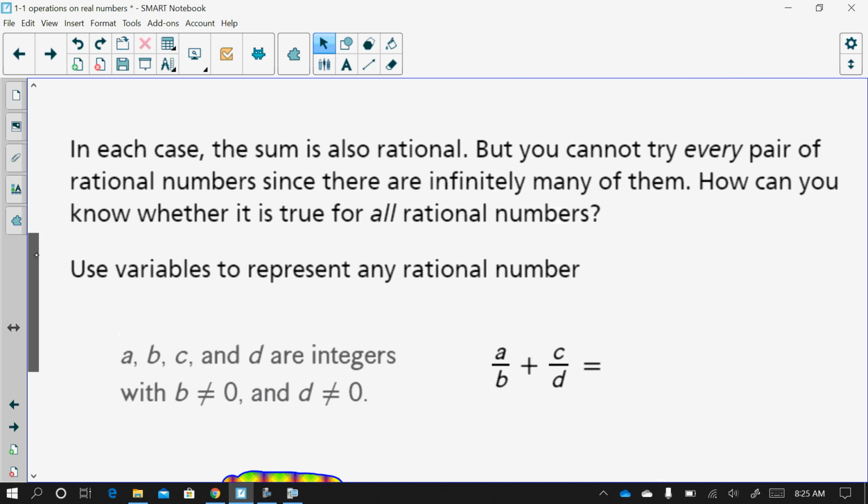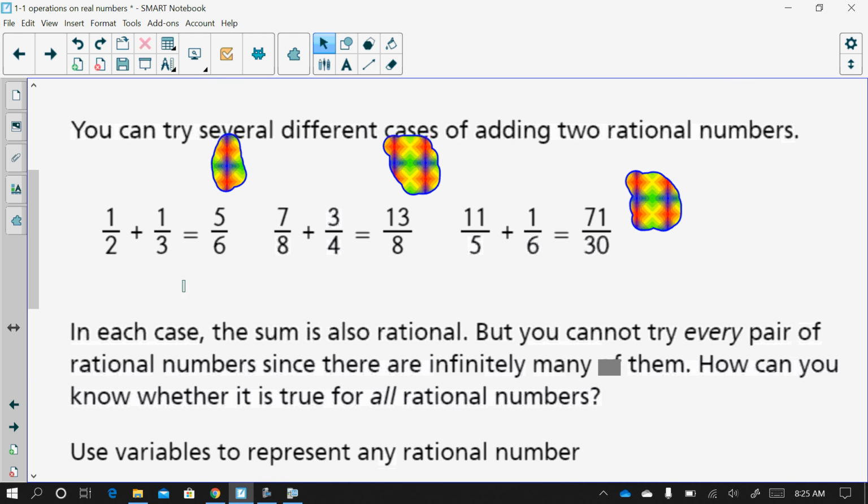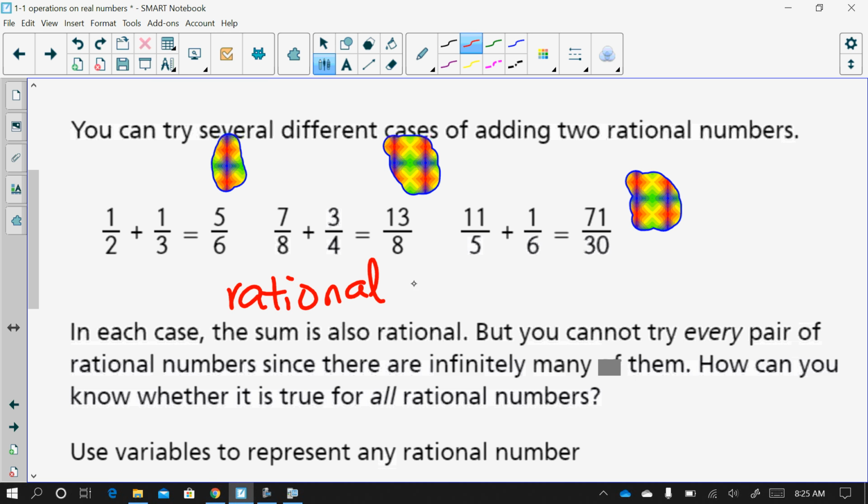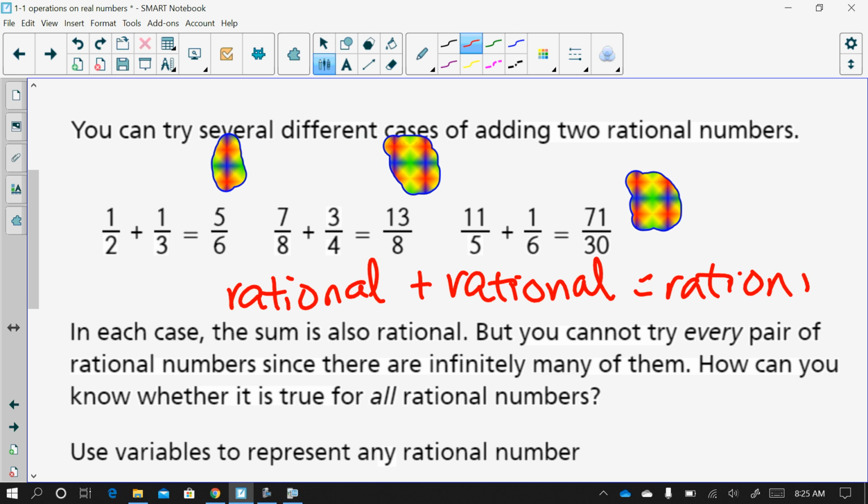I personally think this proof is a little too much for algebra. So I'm going to skip the proof, but you should know that a rational plus a rational always equals a rational number. That's the big thing I want you to know. Rational plus rational always equals rational.